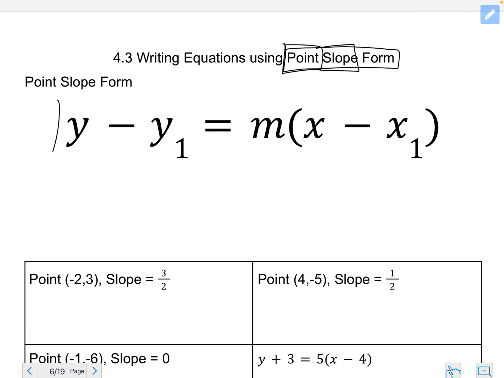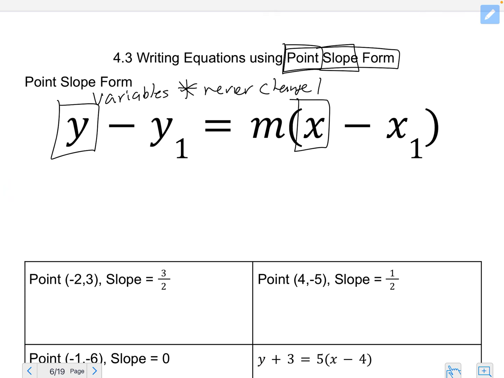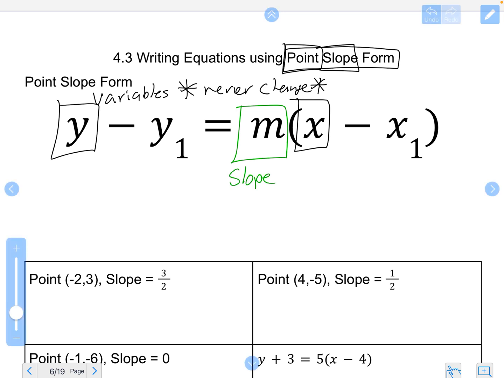So the first thing that we need to talk about is y and x. These are variables. They never change. Those are always going to be the letters y and x. We're never going to put a number there. The next thing that we need to talk about is our m, and our m is our slope. That's the same thing. Nothing really changes there. What's really different is this right here.